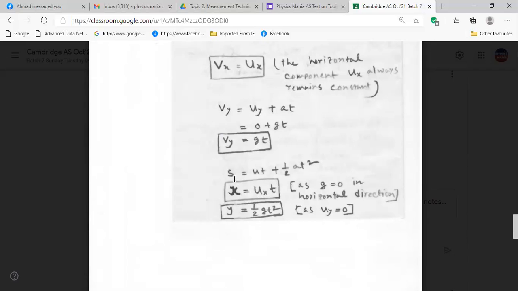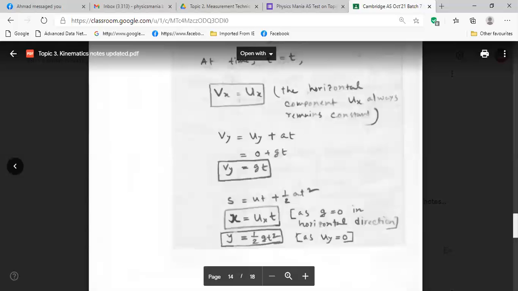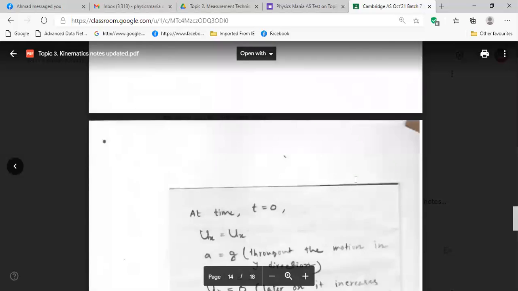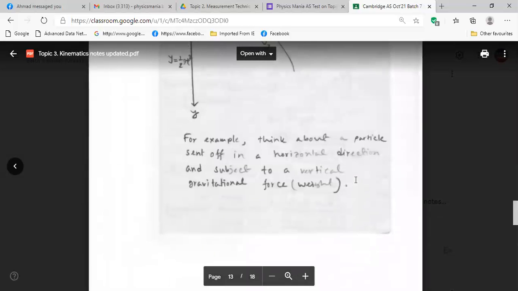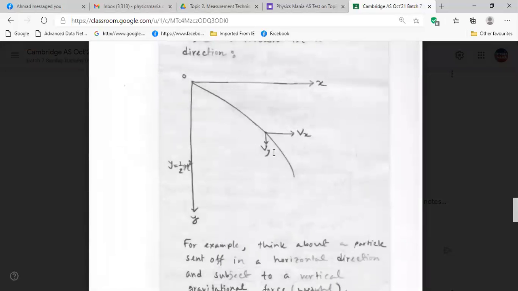So this one is coming x. Yes, sir. s equals ut plus half at square. That is our vertical component of displacement y. That means vertically it's going some distance, isn't it? See in the diagram. You see, vertically it is going some distance, and also it is going horizontally some distance.